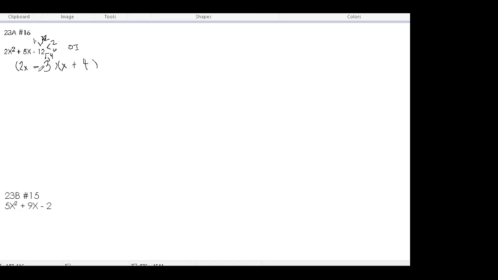So this is our final answer, and we can double check by doing our FOIL. Our first is 2x and x, and that gives me 2x squared. Our outside is a positive 4 and a 2x, so that's 8x. Our inside is a negative 3x, and our last is a negative 3 times a positive 4, or negative 12. We add these up and we get 5x. We have 2x squared plus 5x minus 12.